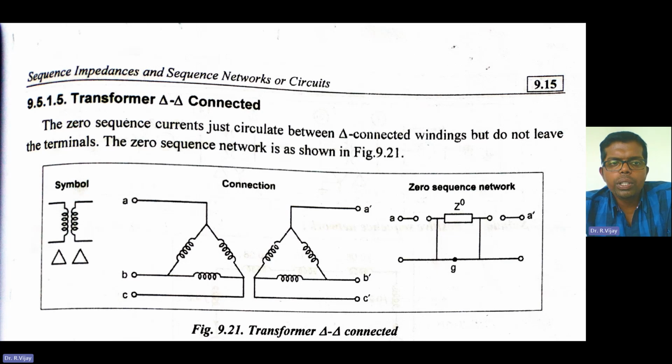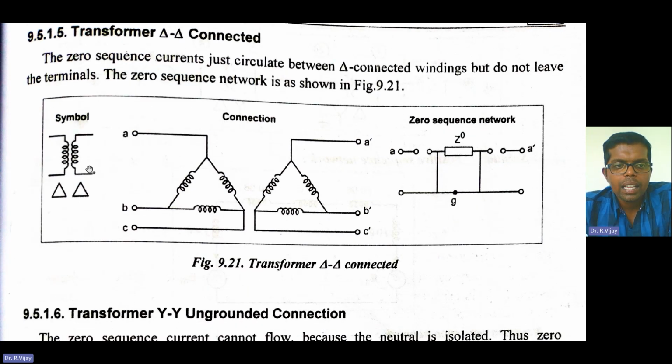Similarly, delta to delta connected. Here this is also delta connected, so in the zero sequence network, for delta you always need to open. Inside you have some impedance, that is the zero sequence impedance, and these are connected like a pi connection. This side should be open, this side also should be open, and in between you have the impedance Z naught. This is the zero sequence network for delta to delta. This also you need to remember.